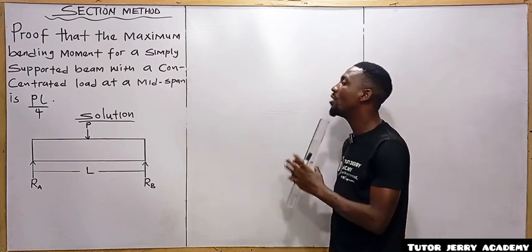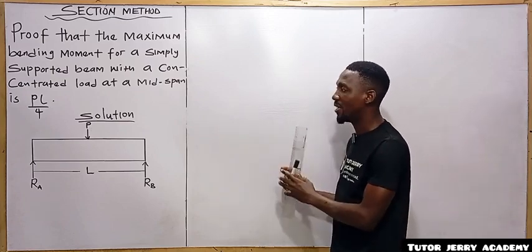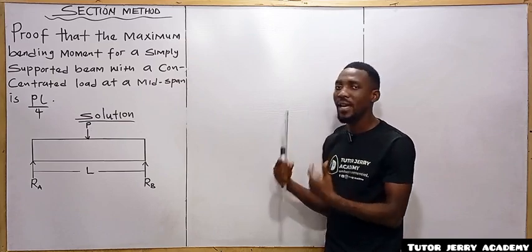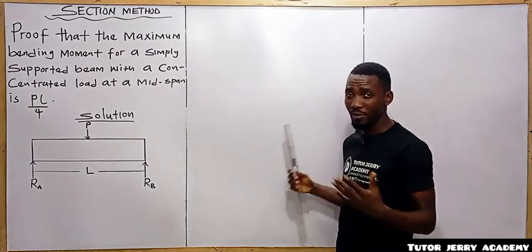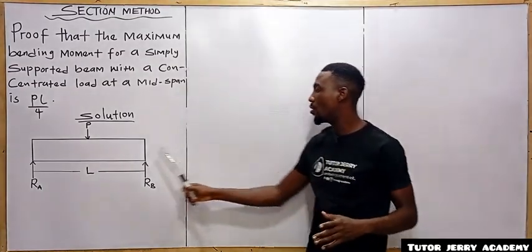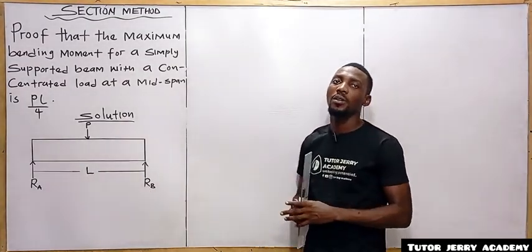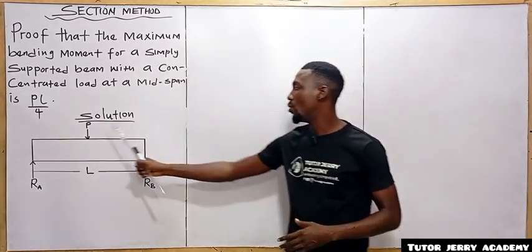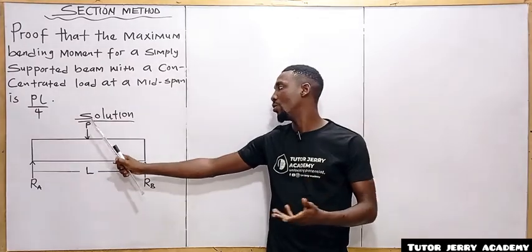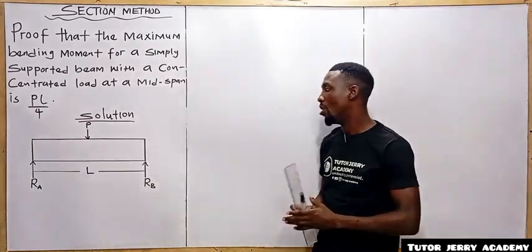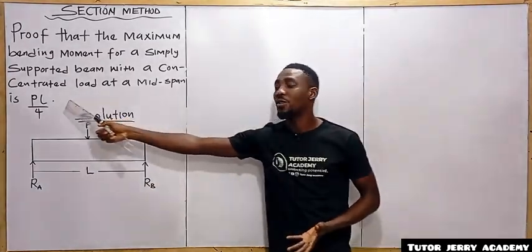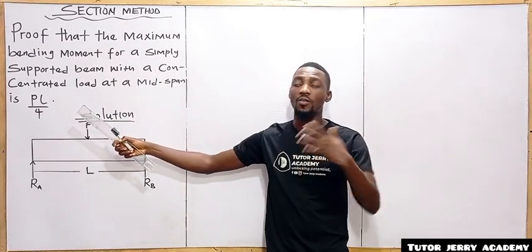with a concentrated load at mid span is PL all over 4. The first thing we are going to do is draw a simply supported beam that carries a load of P. Some textbooks will use W, so just take note of that. Alright, so you can also have this formula to be WL over 4.